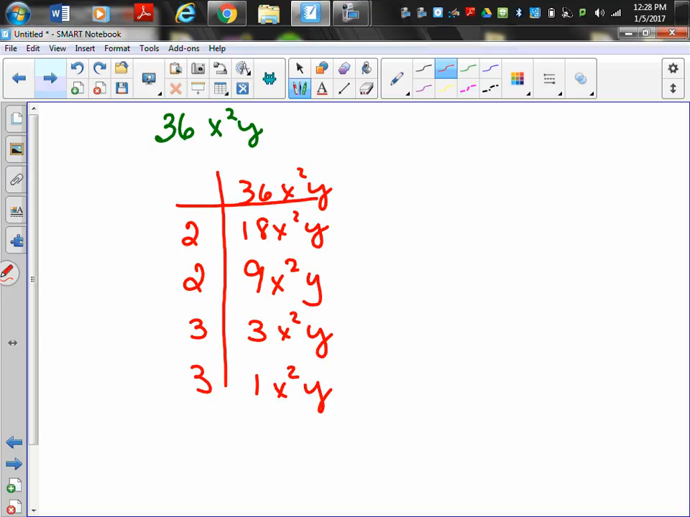Now what can I divide it by? X. Now what can I divide it by? X. Now what? Y times 1. So what's the prime factorization of 36x squared y? That would be your answer.